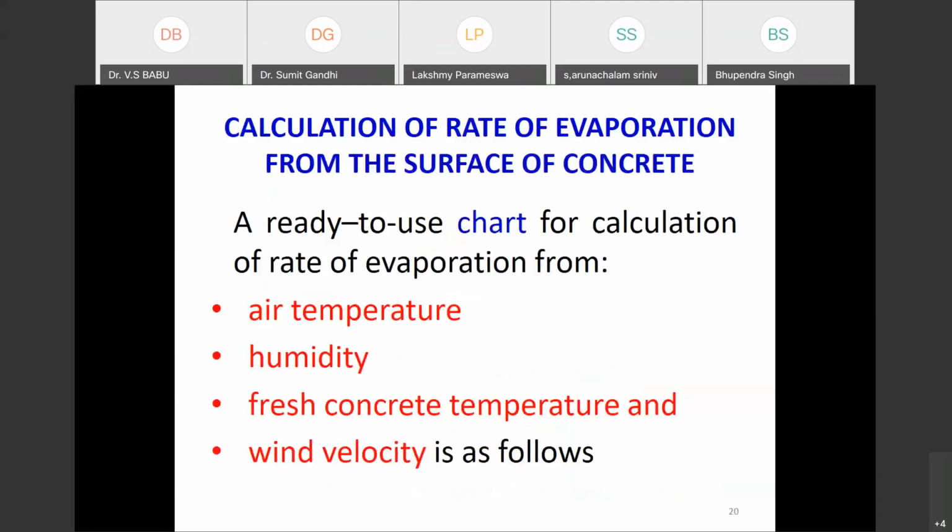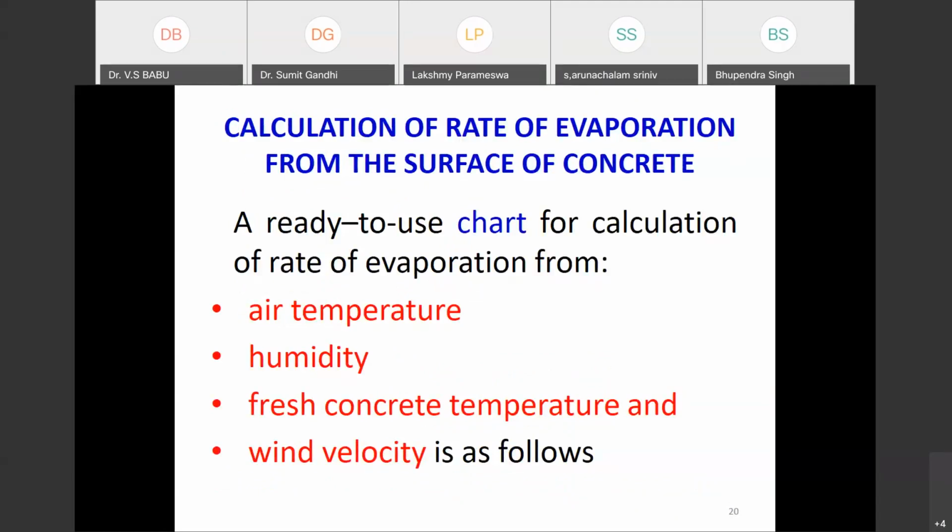Calculation of the rate of evaporation from the surface of concrete. The next question arises: how to calculate the rate of evaporation from the surface of the concrete pavement. If you know the rate of evaporation, if it is more than 1 kg per square meter per hour, then only are the precautions needed.